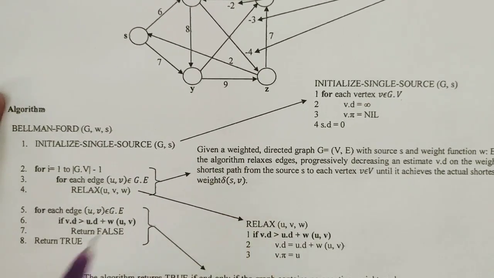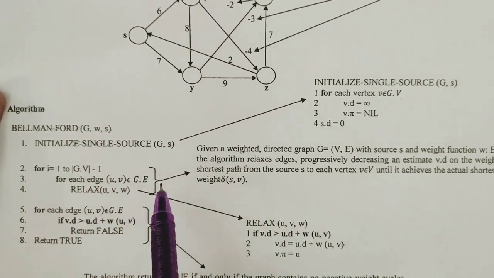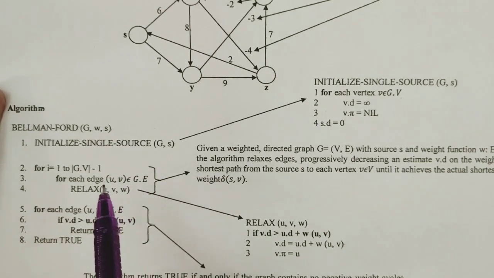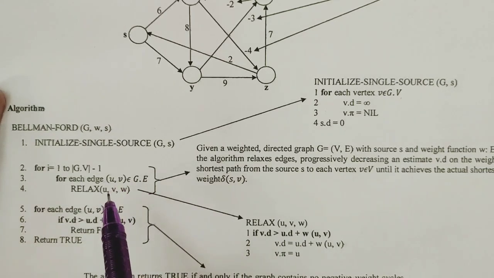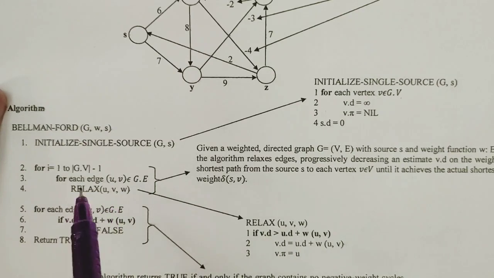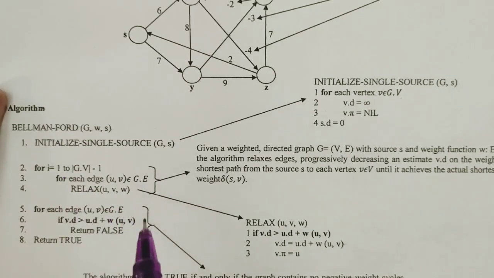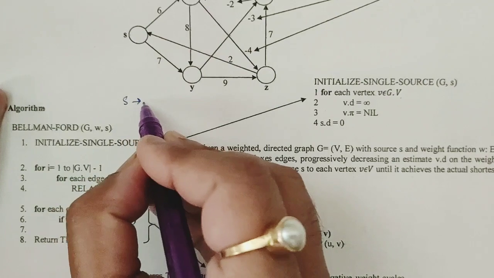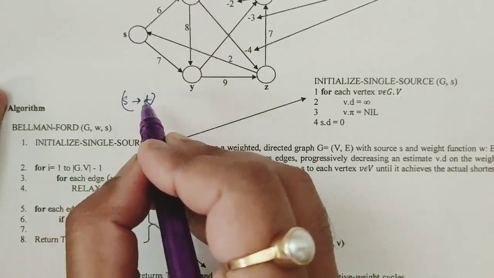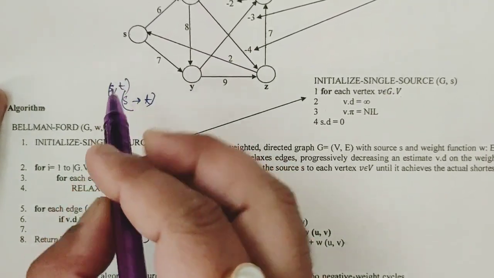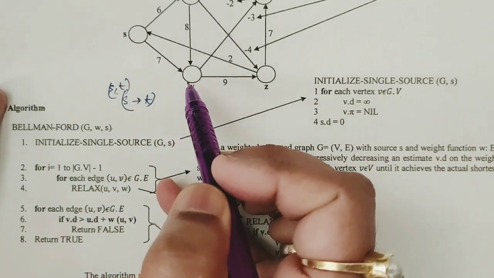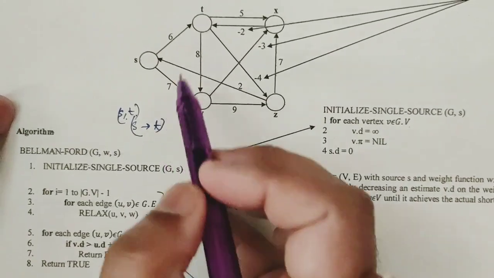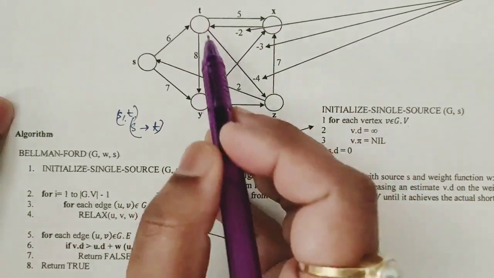Then steps 2 to 4, this is what I was talking about. That means you have to apply relaxation for all edges. That means for each edge you have to apply relaxation for u to v. That's why I said in the previous section, if there is an edge from s to t, that means s comma t, then you have to apply relaxation from s to t. You have to apply relaxation from s to y because there is an edge. You have to apply relaxation from t to x, t to y, t to z.